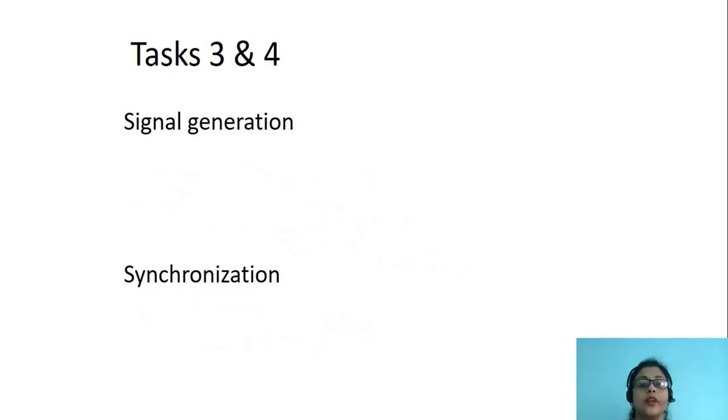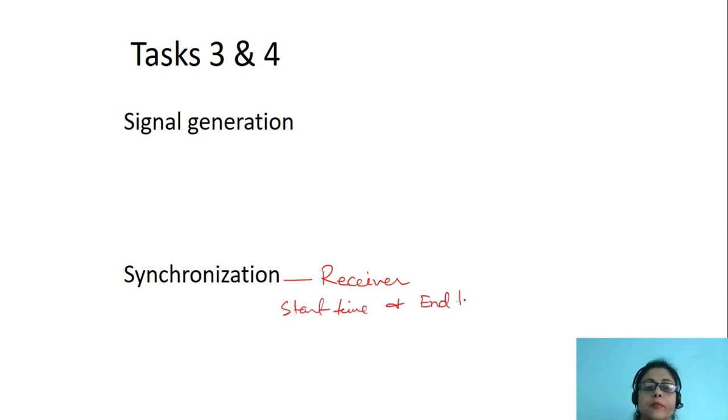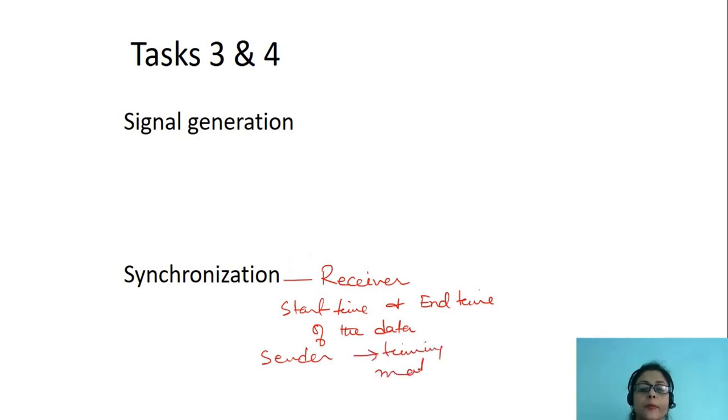Next, we come to synchronization. This is task number 4. Synchronization means the receiver should understand the start time and end time of the data that is being sent by the sender. So this is known as synchronization. Basically, synchronization is related to timing match between the sender and the receiver data transmission.